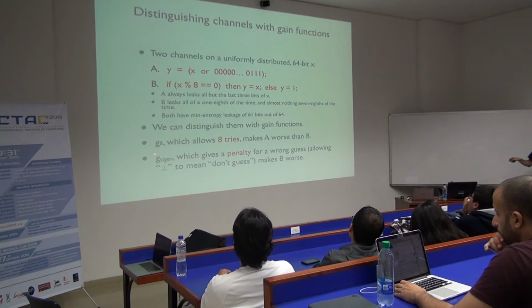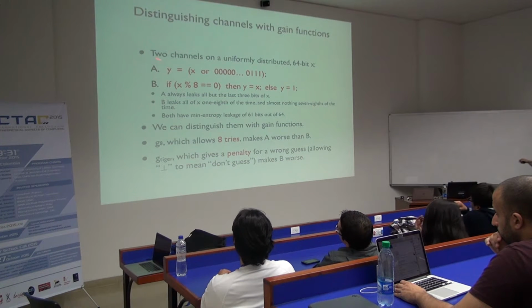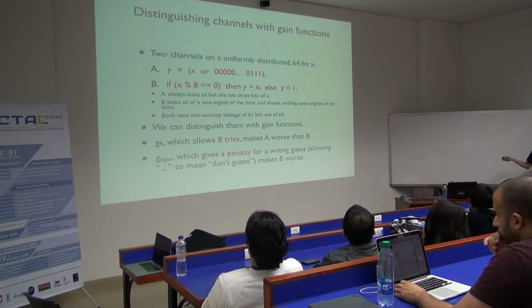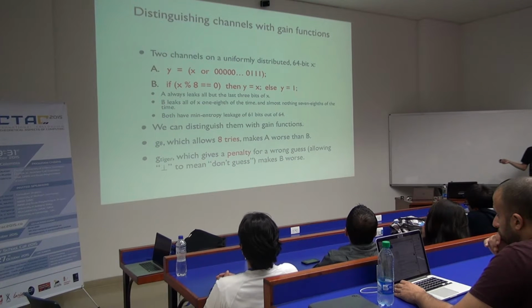And now with this gain function, it's actually the opposite case. So what's going on here? Let's look at A first. A priori, if I was this attacker, what would I do? What would be the guess that I'm making?